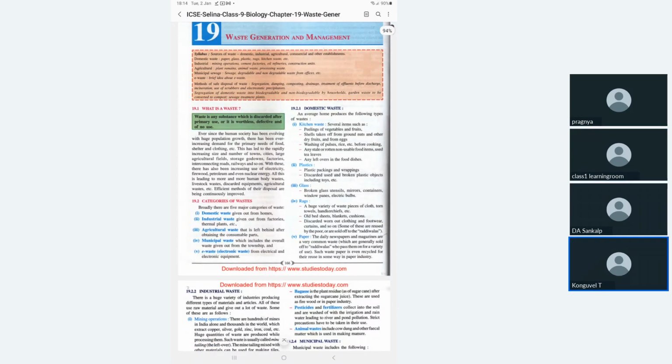Define for me, what is waste? Sir, waste is anything that is unnecessary. Yeah, look at the definition there. Any substance which is discarded after primary use, or is worthless, or defective, and has no other use, that is called waste. Okay, fine.